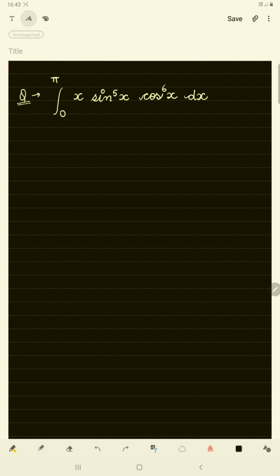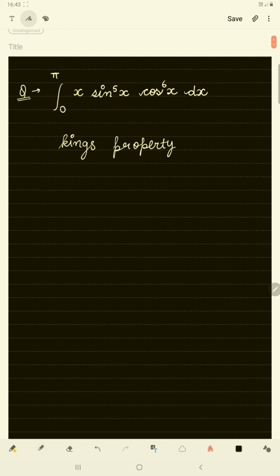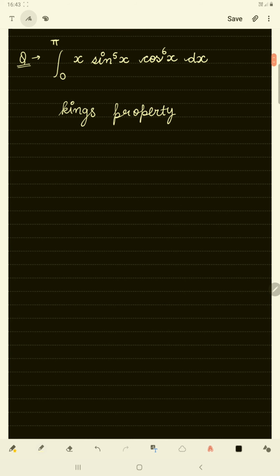Now to actually get rid of this x, we use the King's property. Whenever you find that there's an extra x multiplied with a function that you can integrate very easily, we would consider applying the King's property. So I can apply it by first writing down the question: I is equal to the integral from 0 to pi of x sin^5 x cos^6 x dx.